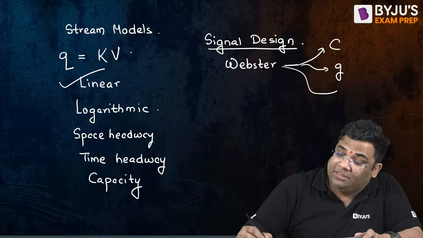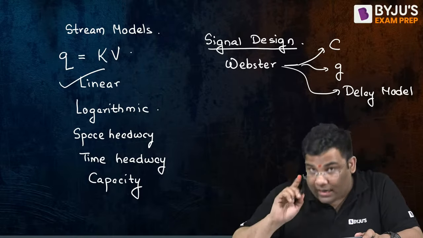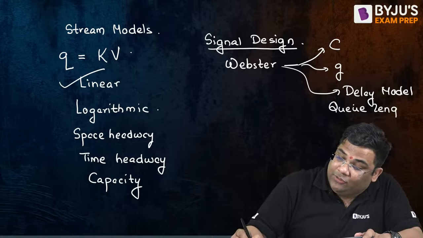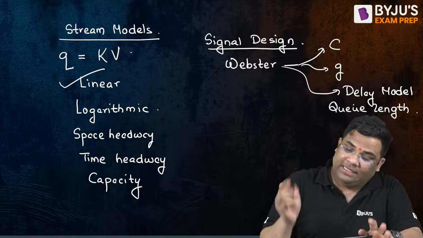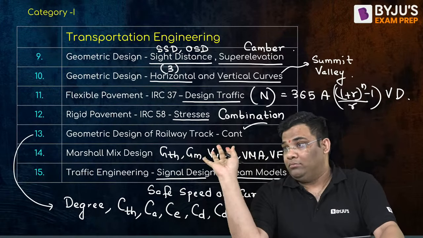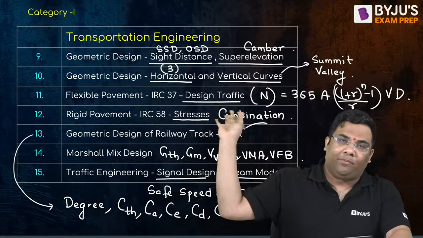Also, there is Webster delay model. Very important. You study Webster delay model and your queue length. Okay. So your queue length and your delay, these two are also included in your signal design. So this much we can say is categorized under your category one.